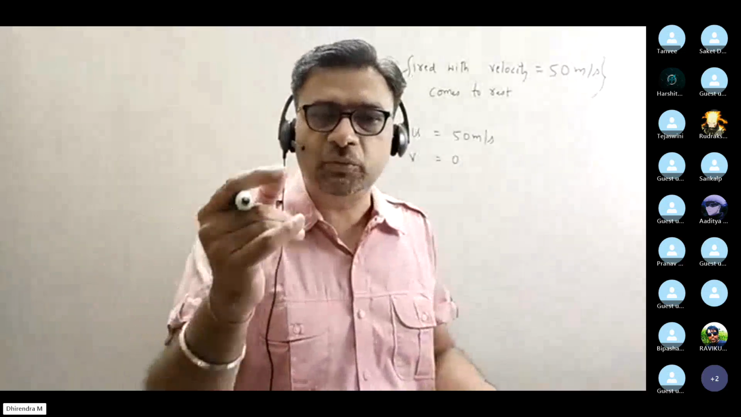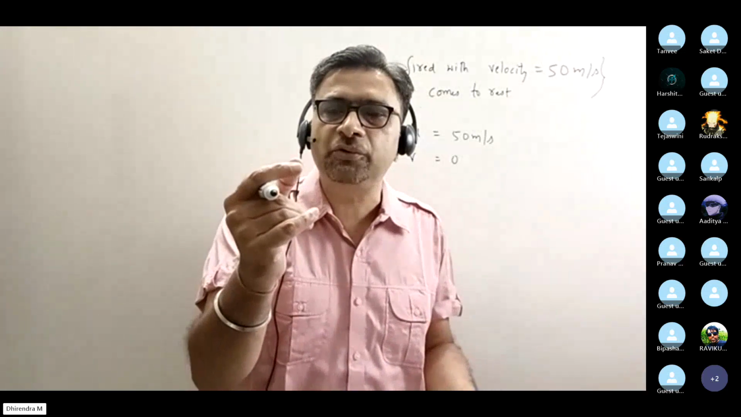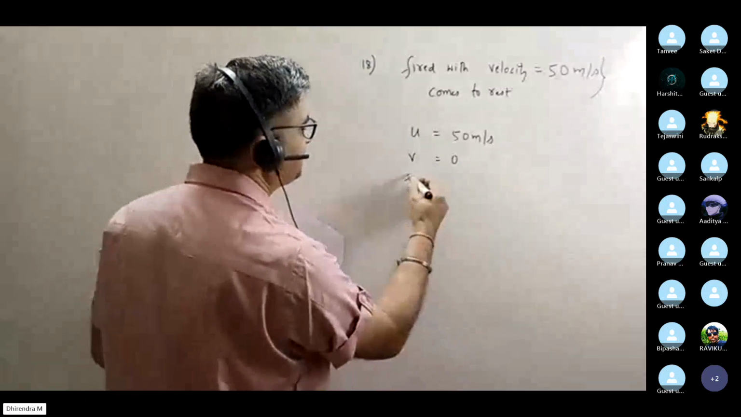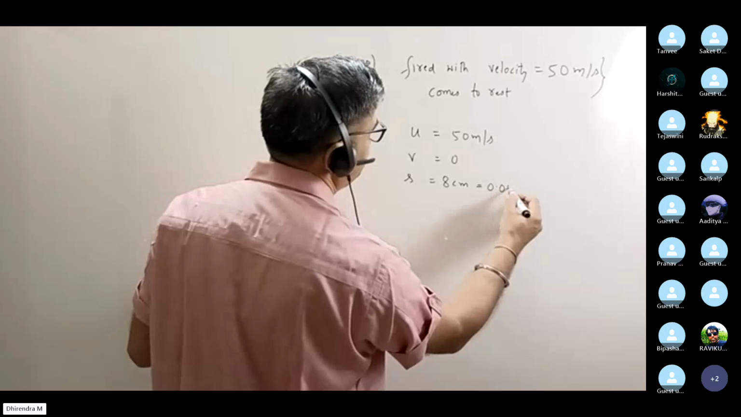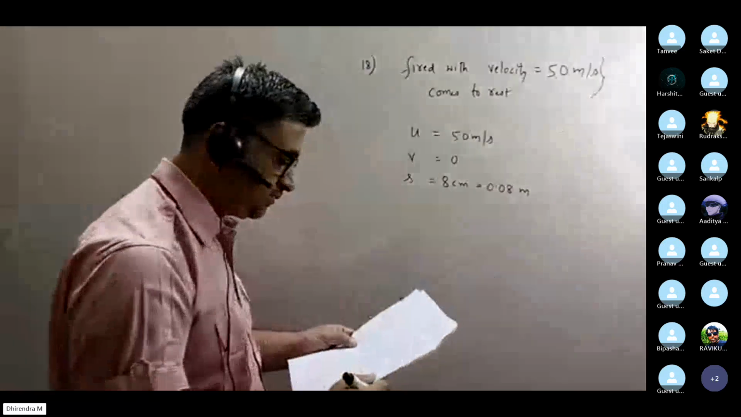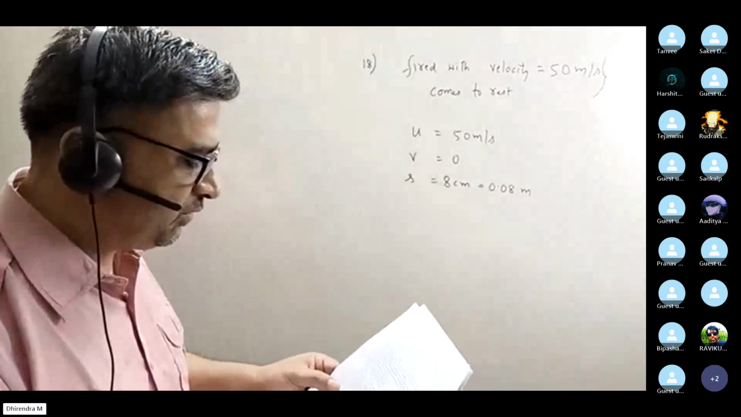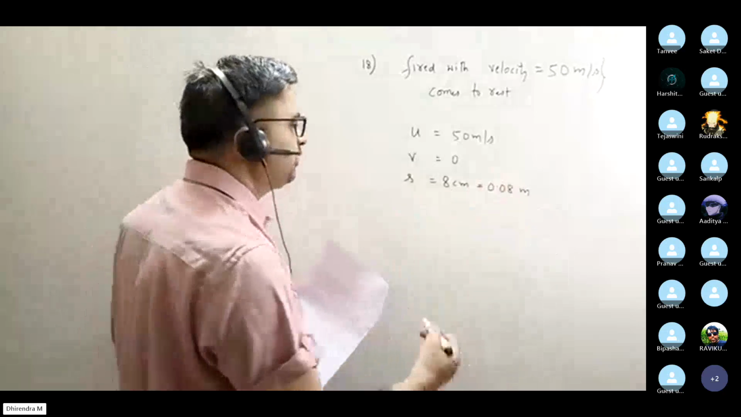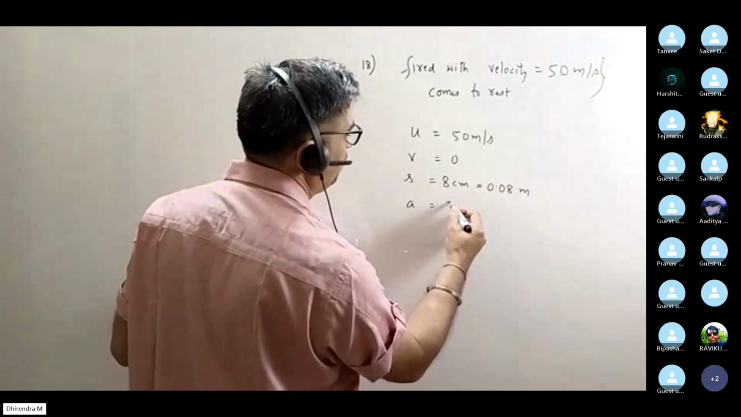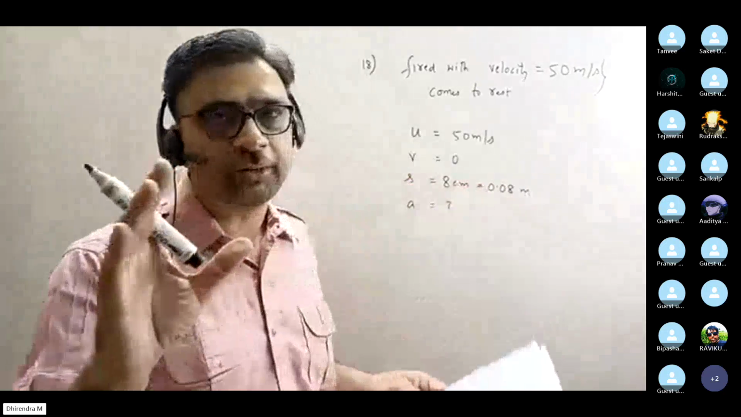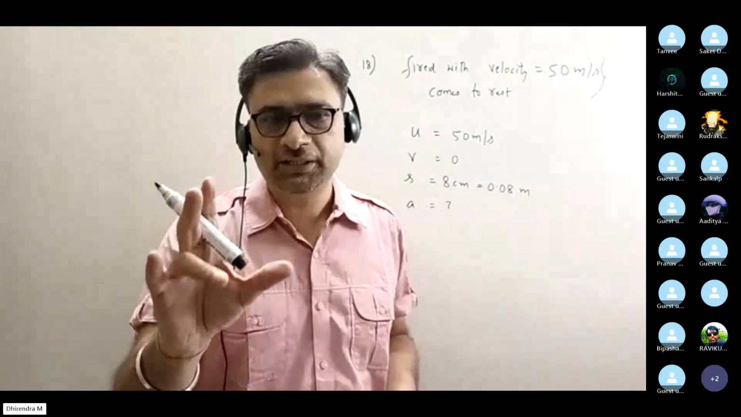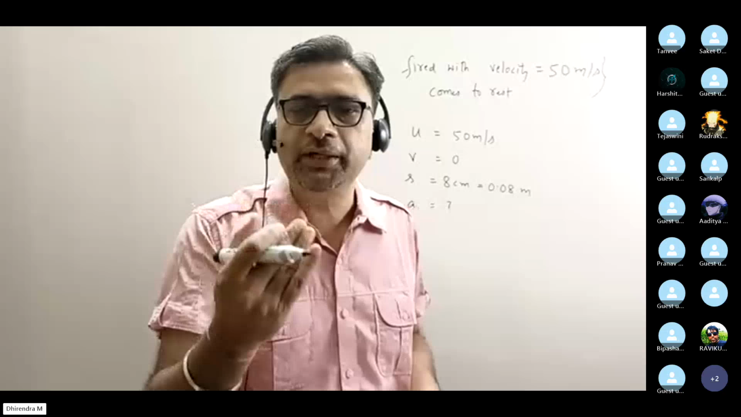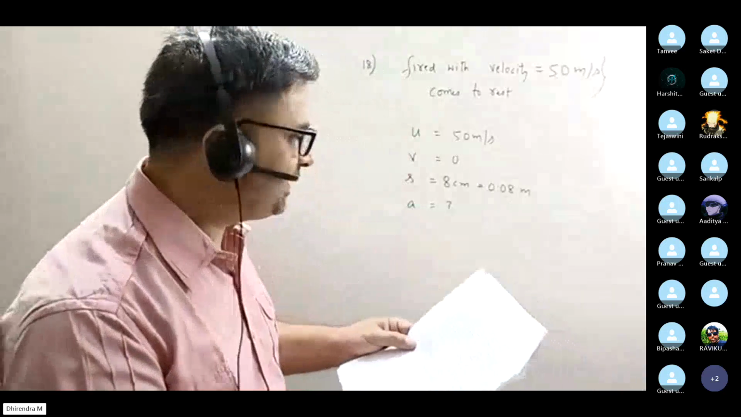If the bullet stops at a depth of 8 centimeter, what is this 8 centimeter doing here, folks? It is the distance that the bullet has traveled. Distance is equal to 8 centimeter. Straight away convert this to meters, 0.08 meters. Wonderful. Find this acceleration or retardation. Obviously, it's retardation, but we'll see what it is. It must come to a minus value. We don't know what its value is, we'll find that out, but it must be negative, because it is slowing down.